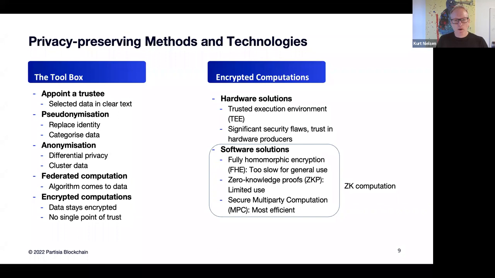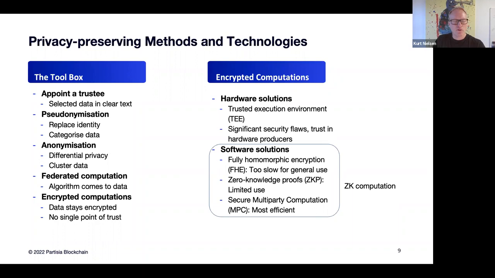That's why we call it ZK computation, a zero knowledge computation. You compute without leaking anything about the input data that you're computing on. The funny thing is that you can actually use these software solutions to address the well-known security flaws of hardware solutions. So it might be that our network in the future will have hardware modules working together with software solutions, but we'll see about that. So that's an introduction to some of the technologies that address privacy-preserving computation.